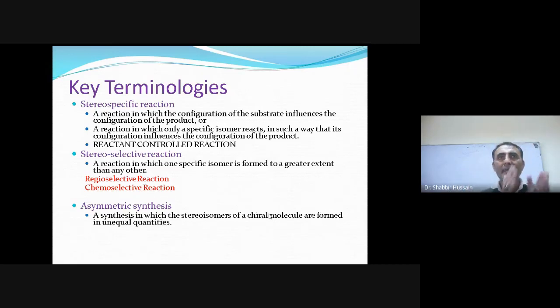एक प्रोडक्ट आप मैक्सिमम हासिल करते हैं, बाकी जो प्रोडक्ट माइनर प्रोडक्ट होते हैं. So one product you are getting in a major way, while other products you are getting in a minor way. So such type of reaction is called stereoselective reaction. You are getting one predominant product over the other.